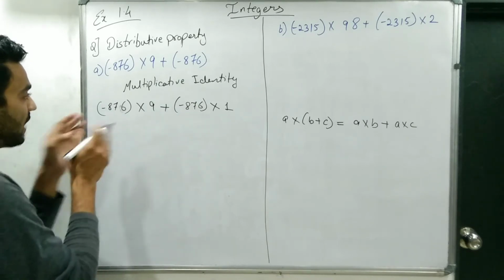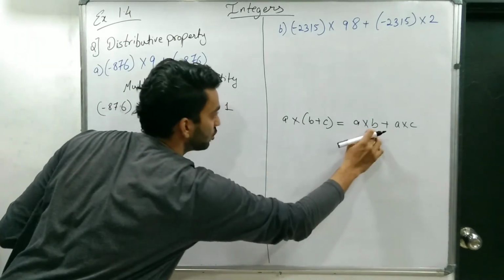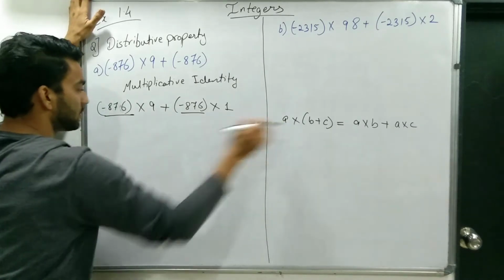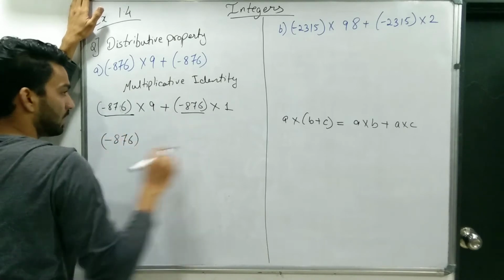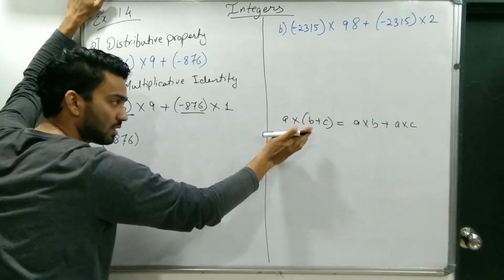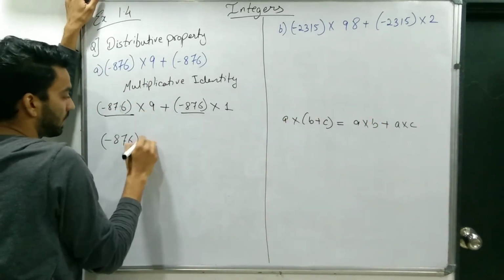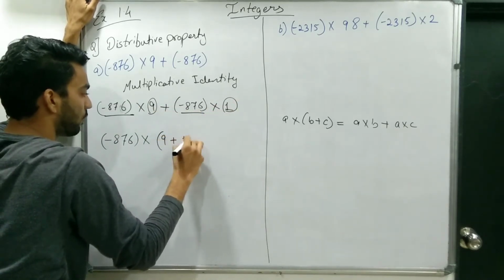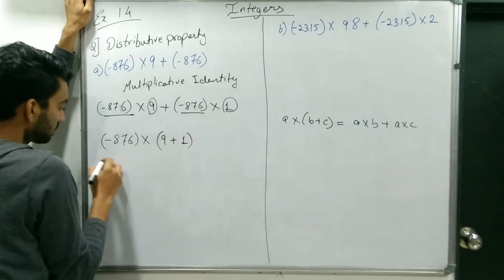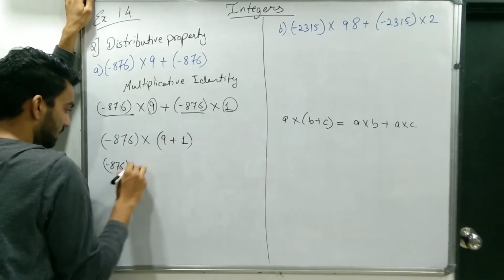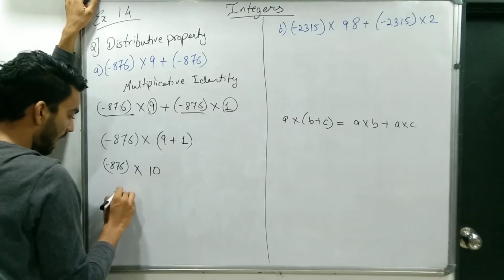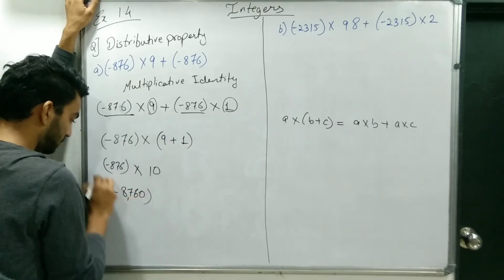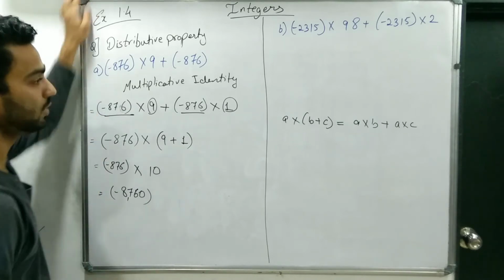Now after doing that we have this in this format, A into B plus A into C. This is our A. If it is given in this form you have to write in this form, and if it is given in this form you have to write in this form. So A into, this is our B and this is our C, 9 plus 1. So minus 876 into 9 plus 1 is 10. Now it is easy to multiply. Minus 876 into 10 is minus 8760. So that's how you'll be doing it.